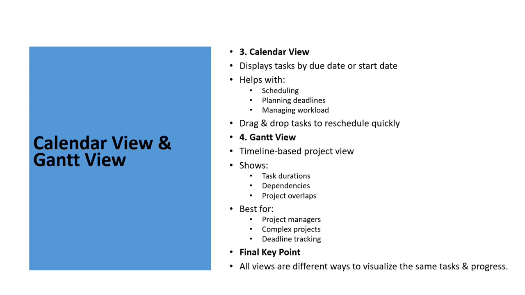Next, we have the Gantt view. The Gantt view is a timeline-based project management view. It displays tasks as bars across a timeline, helping us understand task duration, overlaps, and project schedules. This view is very helpful for project managers because it also supports task dependencies. This means one task can depend on another before it starts.